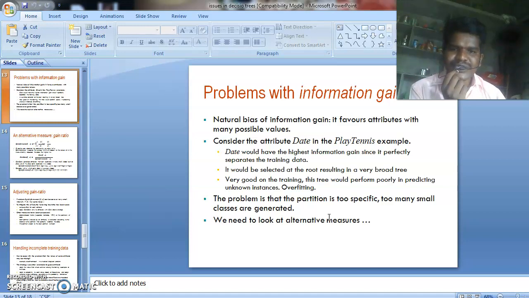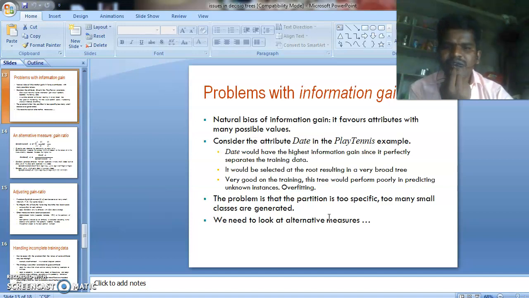Consider the attribute date. Suppose an attribute is the date in the play tennis example. Date would have the highest information gain since it perfectly separates the training data based on the date attribute. It would be selected at the root, resulting in a very broad tree. It is very good on the training data, but this tree would perform poorly in predicting unknown instances.